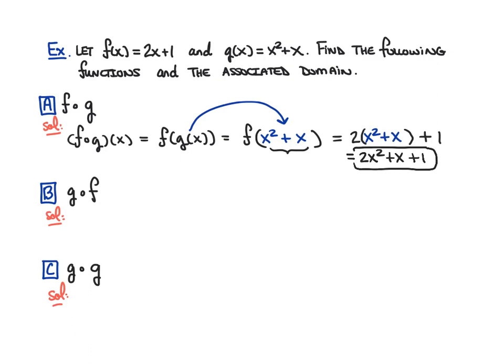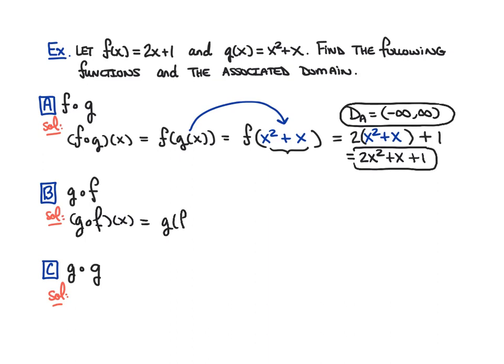And the domain for part A, D sub A, is going to be minus infinity to infinity. There are no square roots. There's no denominators to worry about. Now, if I did g of f, this is a little bit different. g of f is going to be the opposite order. So what's going to happen here, you leave g and you put in f.